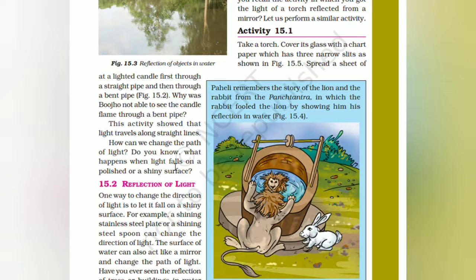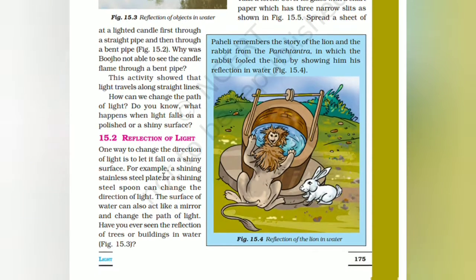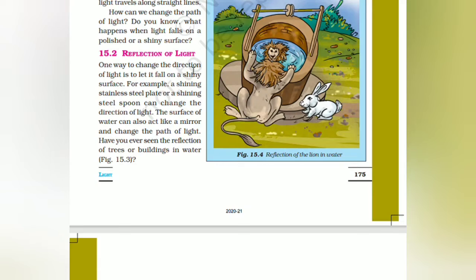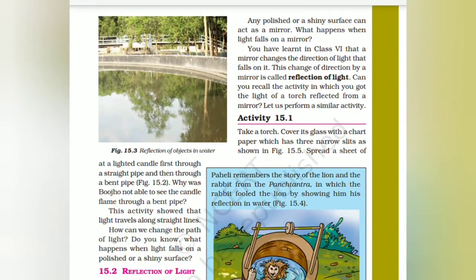Do you know what happens when light falls on a polished or a shiny surface? A reflection of light. One way to change the direction of light is to let it fall on a shiny surface. That is, in order to change the direction of the light, we can make it fall on a shiny surface. For example, a shiny stainless steel plate or spoon can change the direction of light. The surface of a mirror can also change the path of the light. Any polished or shiny surface can act as a mirror.